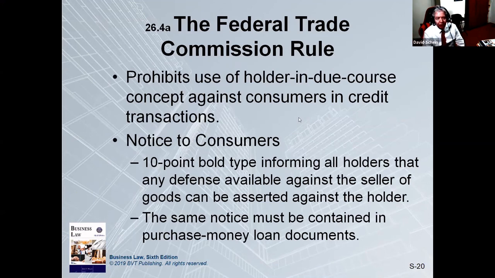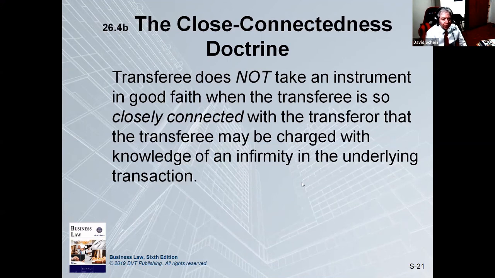Carrying that a step further, the Federal Trade Commission prohibits the use of HDC, holder in due course, against consumers in credit transactions, and I just explained why that is. Now, there is another exception to HDC that works in the opposite direction: if you are related to the party that originally prepared the document, you are assumed to have notice of the validity of the document. So you cannot become an HDC because you're really the person that prepared the document.